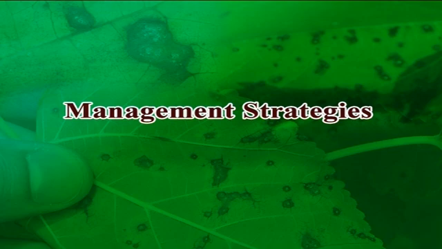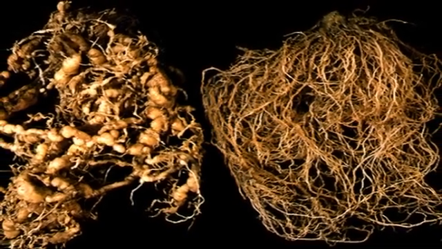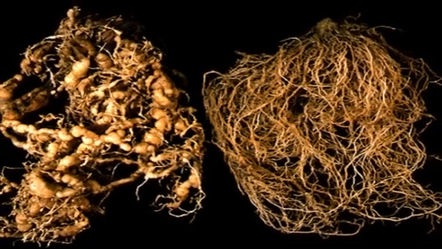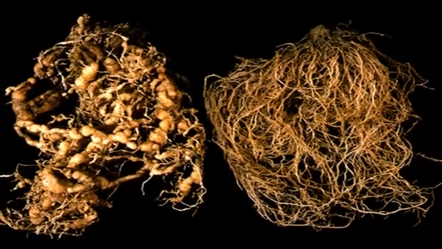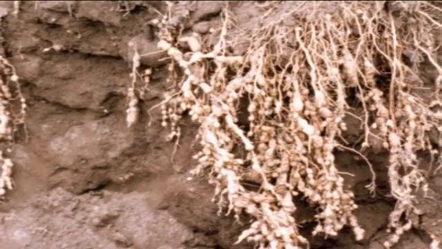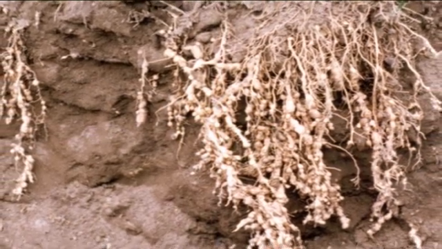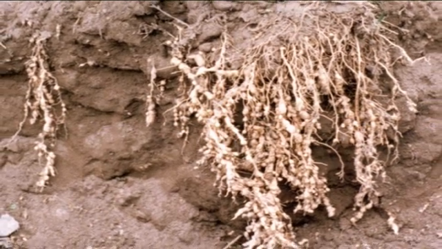Management strategies, cultural methods. Nematode-free saplings should be used for planting. This is an effective method of limiting the spread of infection. A number of weeds harbor the nematodes and such weeds should be removed. Nematode damage can be minimized to some extent by providing adequate nutrition, moisture and protecting the crop from adverse conditions of drought.